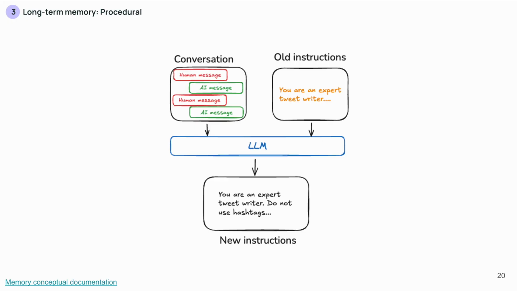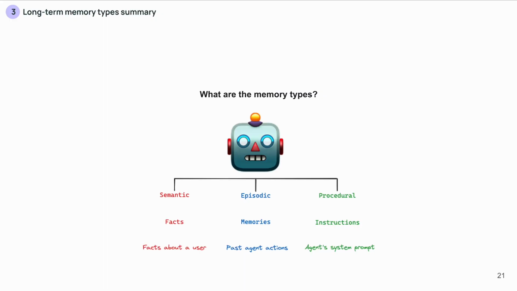Now, this can be used very nicely in the context of long-term memory, where we can take a conversation, we can take some old set of instructions, passable to an LLM, and have an LLM write new instructions which are then saved to long-term memory. And in fact, the final agent we're going to build will use this to update the way I want to manage my to-do list. So again, we can see the different memory types: semantic, facts; episodic, experiences or memories, past agent actions; and procedural, instructions, for example, the prompt.